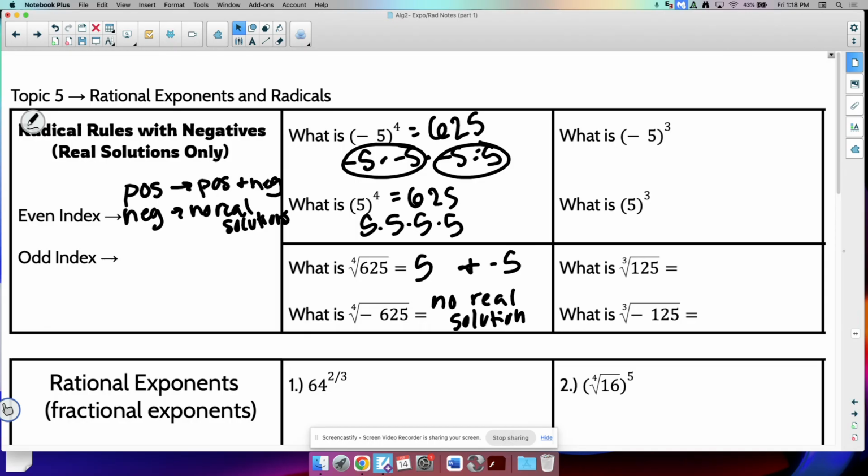If we flip it and now it's negative 5 to the 3rd, how many of these negative 5s do we have? 3. So if I have 3 negatives multiplying together, what's my answer going to be?